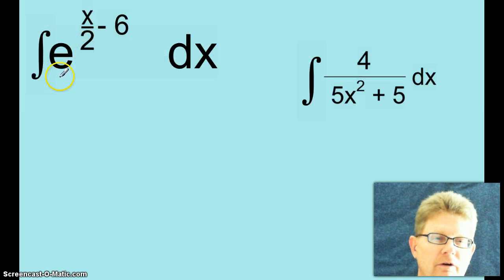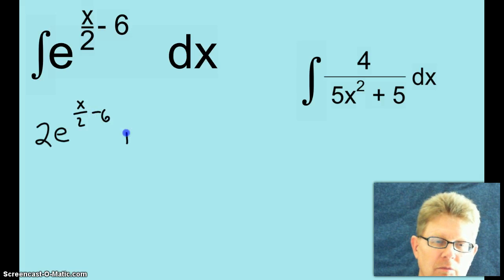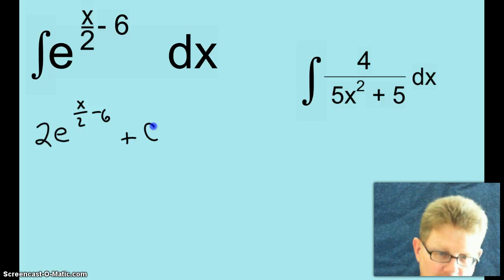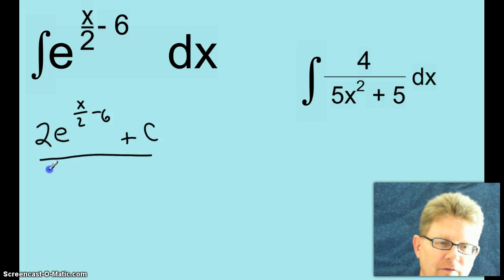Alright, the integral of e to the 1/2 x minus 6. Alright, let's see here. What's the derivative? 1/2. So we're going to divide by 1/2. That'll be 2 e to the x over 2 minus 6 plus some arbitrary constant. Excellent. Now if you went to take the derivative of this, what would you do? You would take the derivative of the exponent 1/2, multiply that out front, and then multiply by the exponential, and that's what you would get.